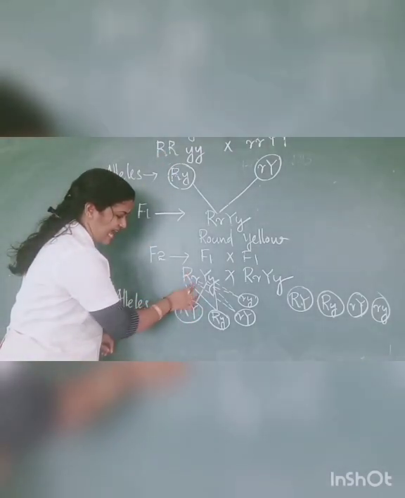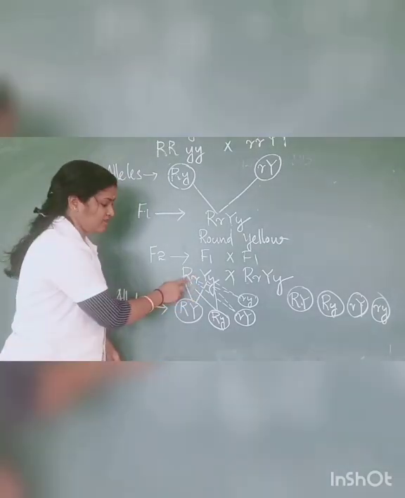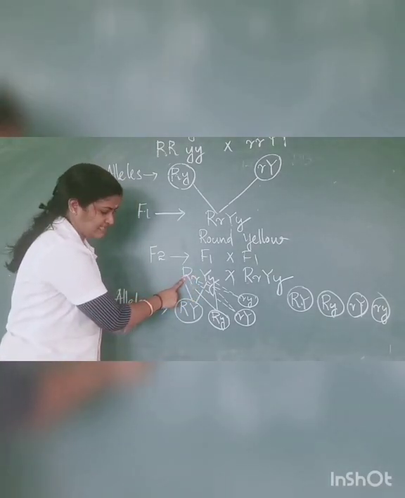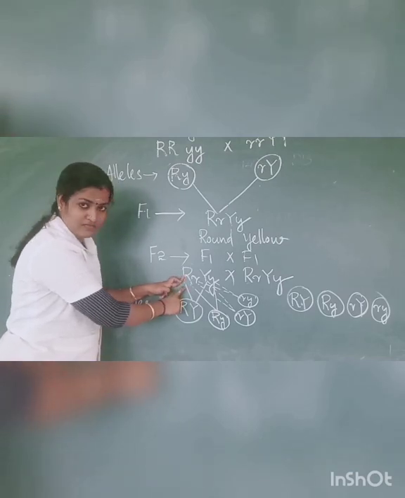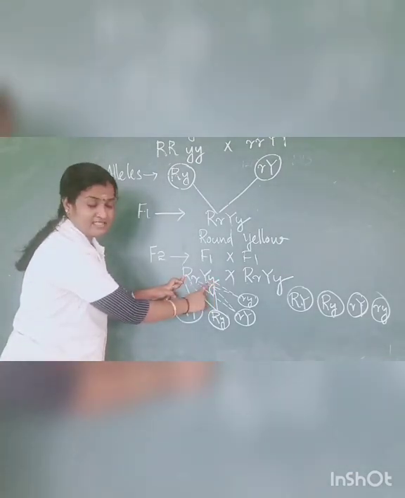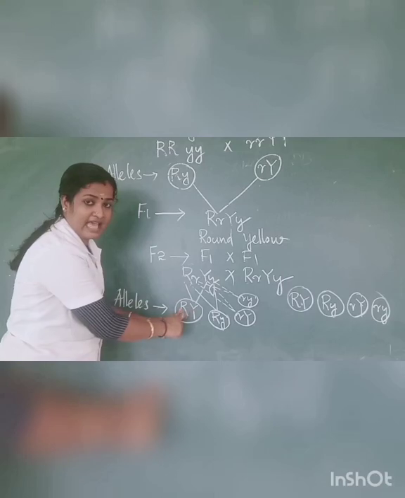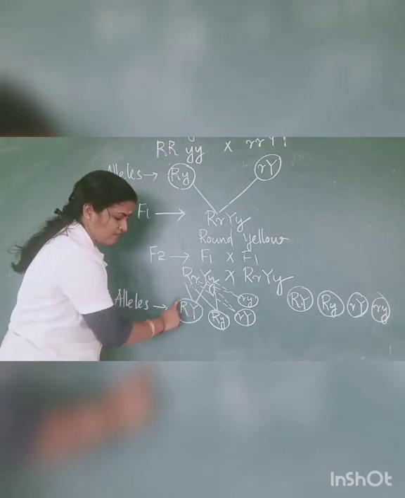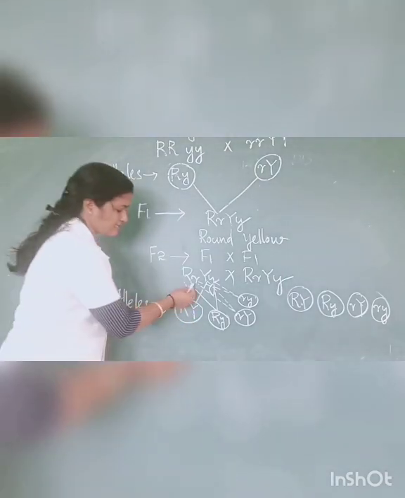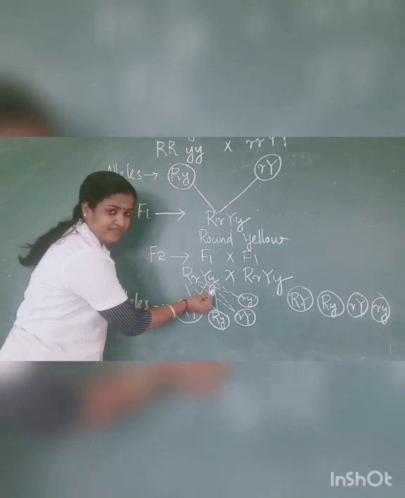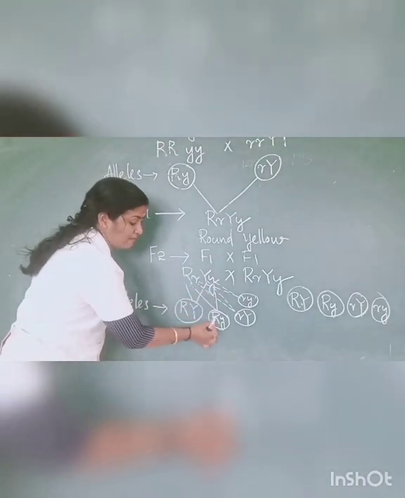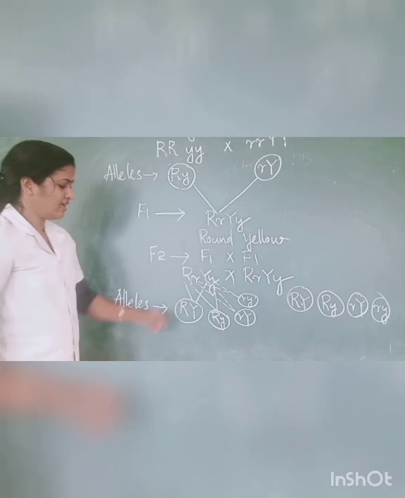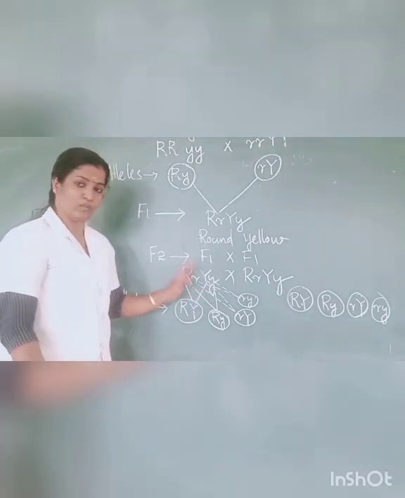So from that we have to select the first one, that is capital R. Capital R crossed with capital Y forms the capital R, capital Y allele. Likewise, capital R with small y forms capital R, small y. Then capital R is over now.